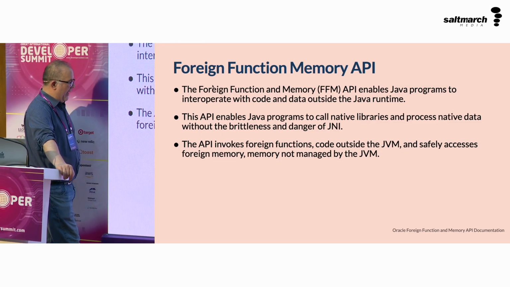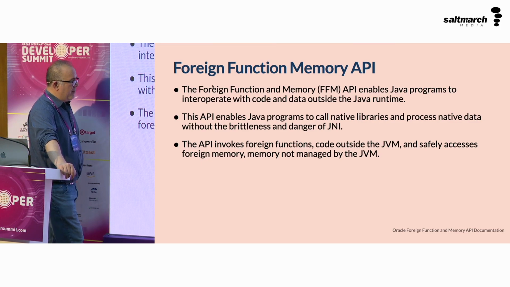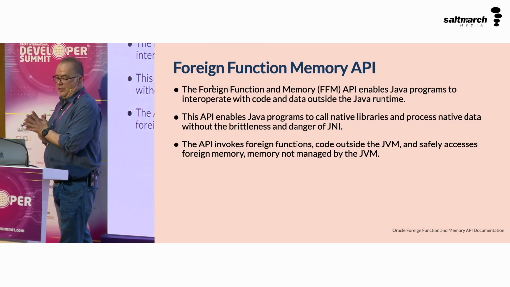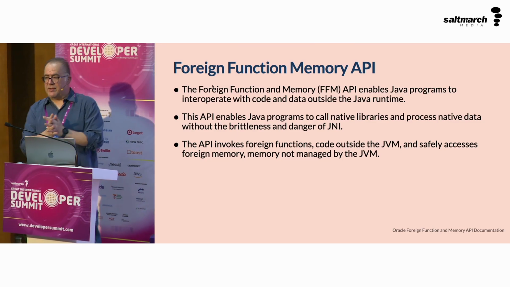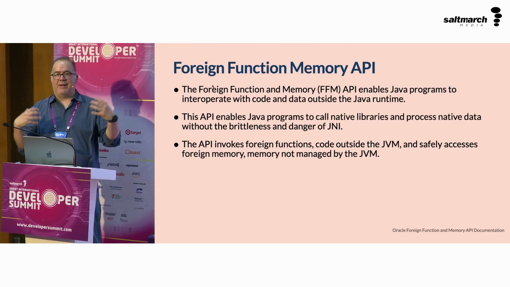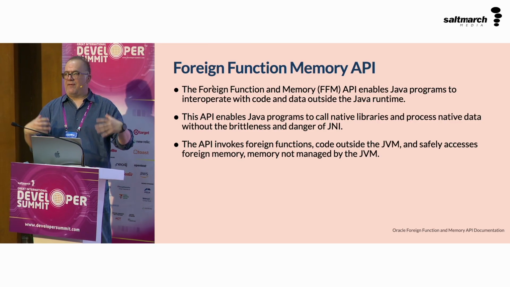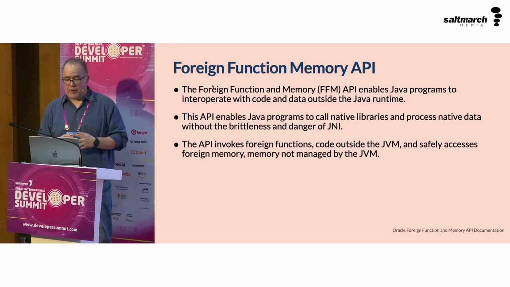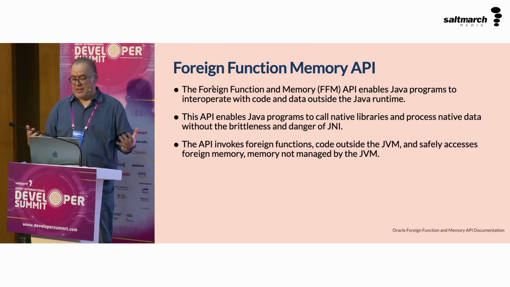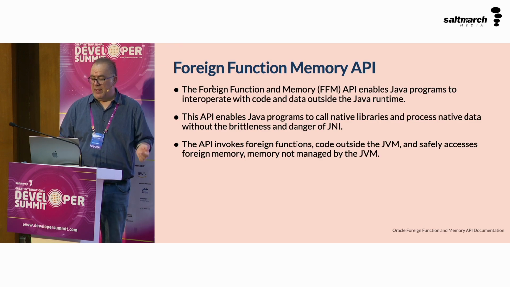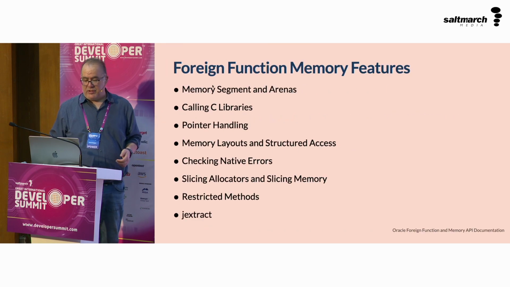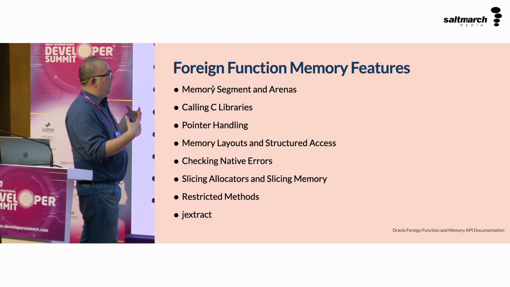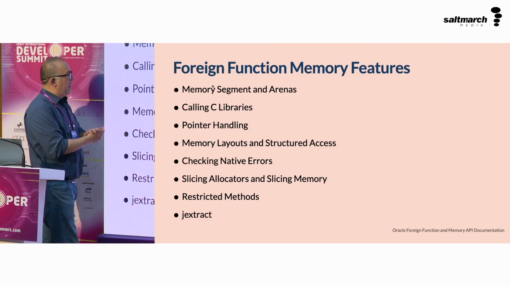So we're going to show you how that works, particularly the memory. One of the things that we're going to be doing in this presentation is talking about something called arenas. And arenas are going to be that memory space that you can use. Things are confined, things are safe as you tend to use the memory. The API allows us to invoke foreign functions, code outside the JVM, and safely access foreign memory, memory not managed by the JVM. So we have arenas, we have segments, we could set up that memory. And once we set that up, we can call C libraries.